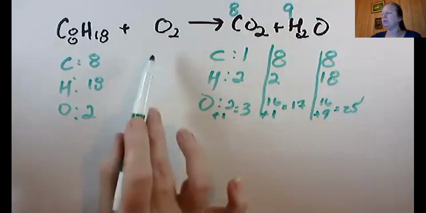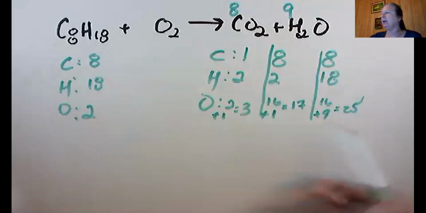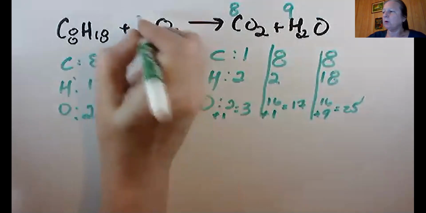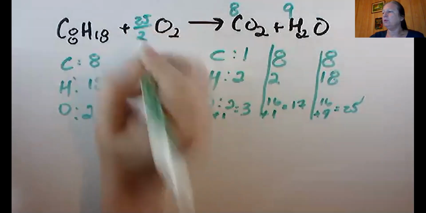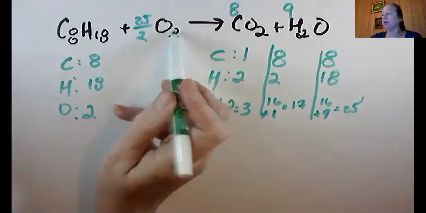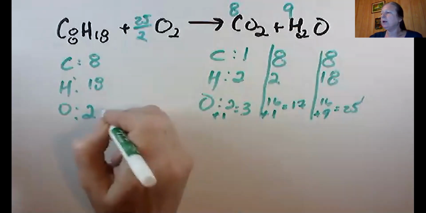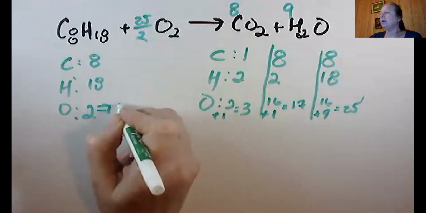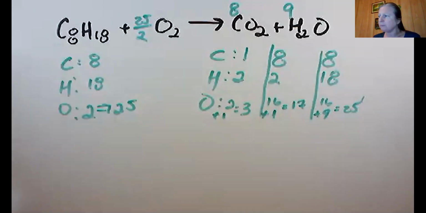I have 2 oxygens, but they're diatomic, so that's handy. We can work with that. 25 over here. So in order to make this 25, I multiply it by 25 over 2, because that 2 will cancel out with that 2, and I have 25. So when I do that, this is now 25. That's the only thing I've changed, so I'm going to do that. All right. It's balanced, but we're not done.